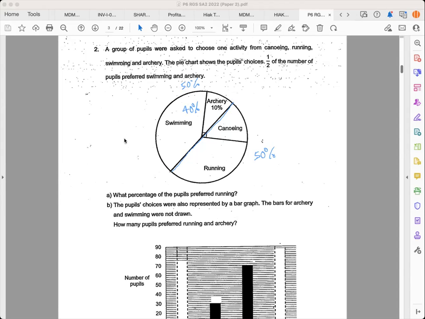You will notice this right angle sign. Right angle sign would mean that this is equal to 1/4 of the circle. Therefore, 100% divided by 4 gives you 25%. So this portion is 25%. 25% take away 10%, canoeing will be 15%. So canoeing will be 15%.